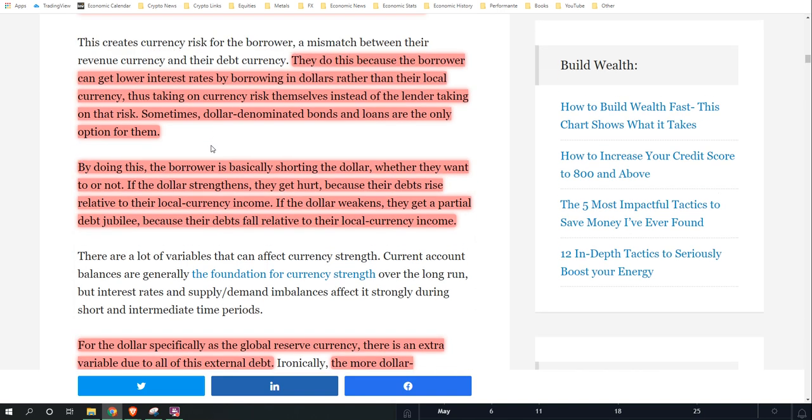So by doing this, the borrower is basically shorting the dollar, right? If you're borrowing in dollars, expecting to pay in dollars at a later point, if the dollar value goes up compared to the currency you're using, it's going to cost more units of your native currency to buy that single unit of the US dollar. And we'll talk about this a little bit later. And then on the contrary, if the US dollar weakens, it takes fewer units of your native currency in order to purchase 1 unit of the US dollar.